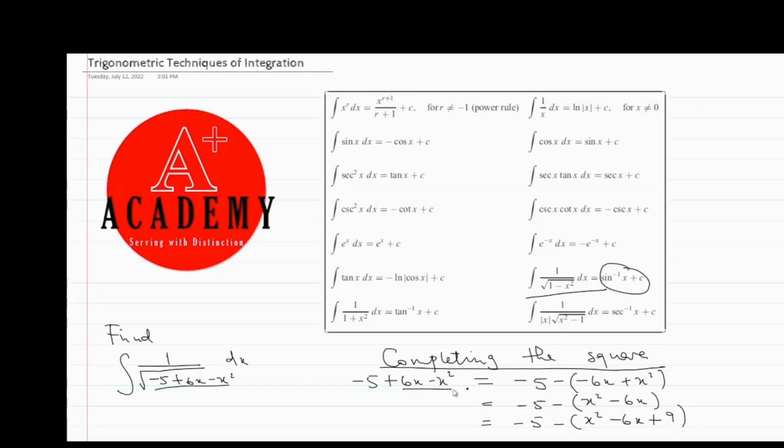To avoid our expression changing from the original one, we also add a 9. So we've got -9 plus 9, which is 0, meaning we have not changed our expression. Now if we evaluate this, it is -5 plus 9, which gives us 4. Then this part here we can factorize, which gives us x minus 3, squared. So we have completed the square in this particular part. We now have a square term.